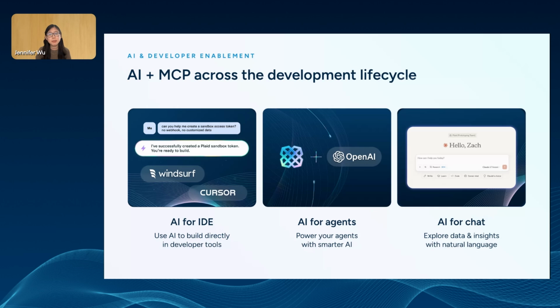Second, it lets you power custom agents with real-time diagnostics context, so you can do things like provide AI-powered support to your users directly inside your product. And finally, it makes it easy for you to access key information from the Plaid developer dashboard, like conversion analytics and item health, directly from AI chat tools like Claude.